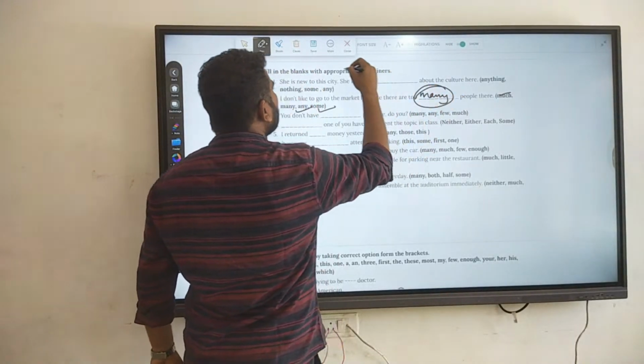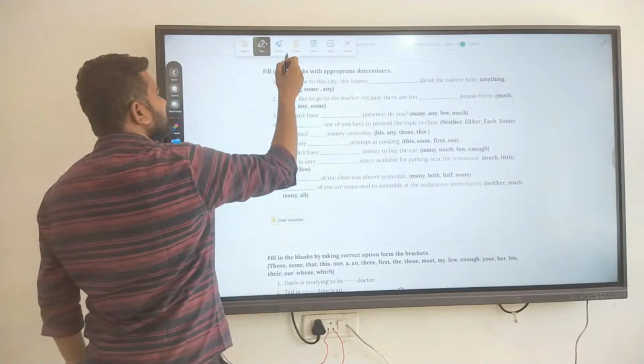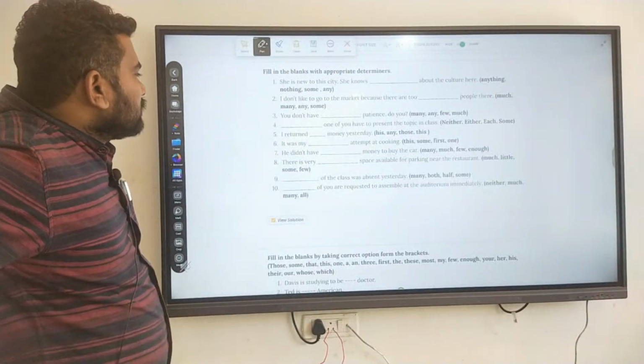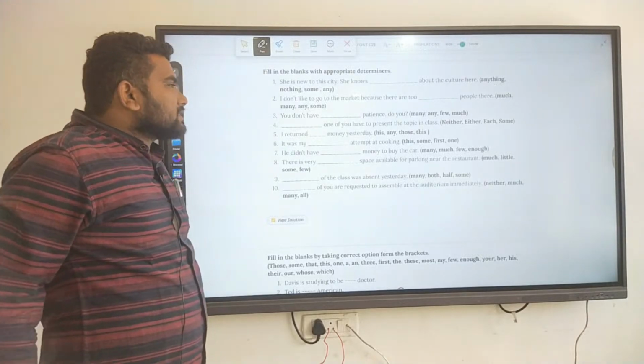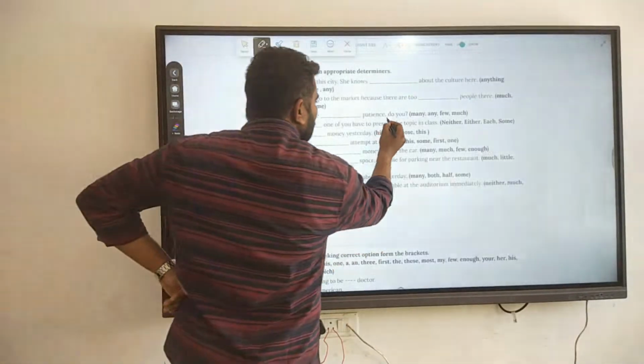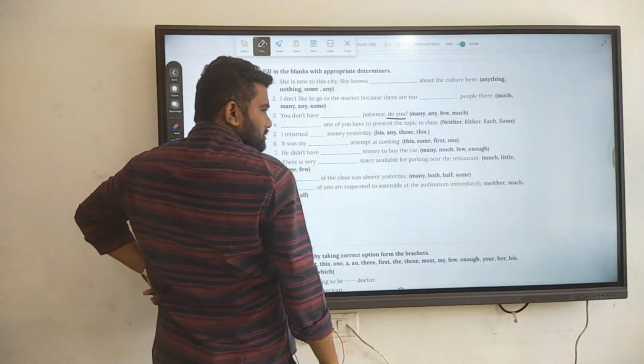The market is filled with many people, or it is very crowded. The next question is, "You don't have dash patience, do you?" See, again it's a question tag here. You don't have patience, do you?